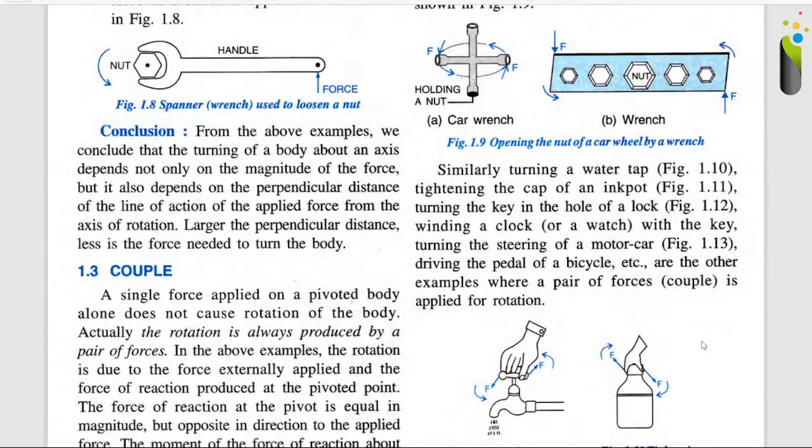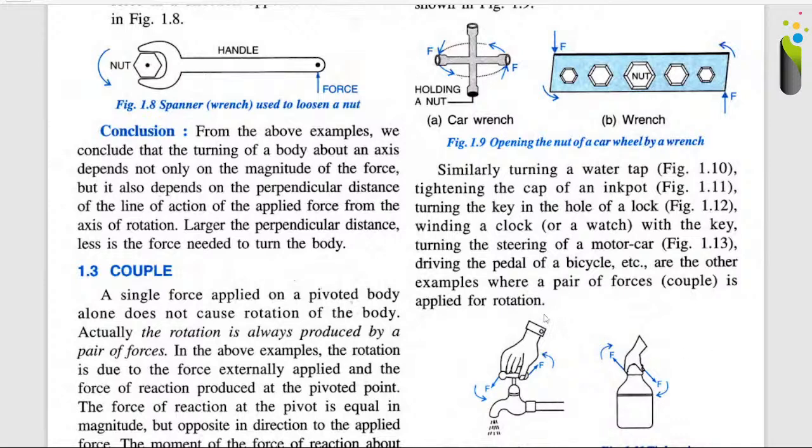Now, coming to the conclusion from the examples that we read right now. From the above examples, we conclude that the turning of a body about an axis depends not only on the magnitude of the force, but it also depends on the perpendicular distance of the line of action of the applied force from the axis of rotation. Larger the perpendicular distance, less is the force needed to turn the body.